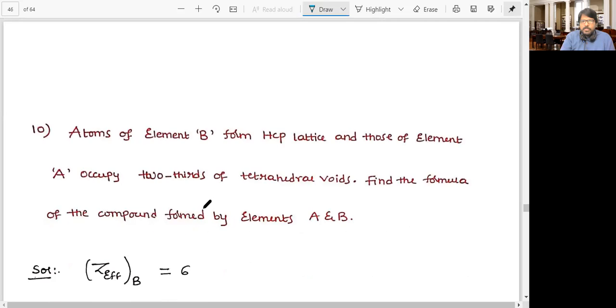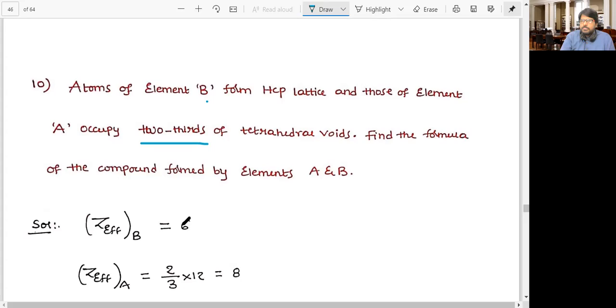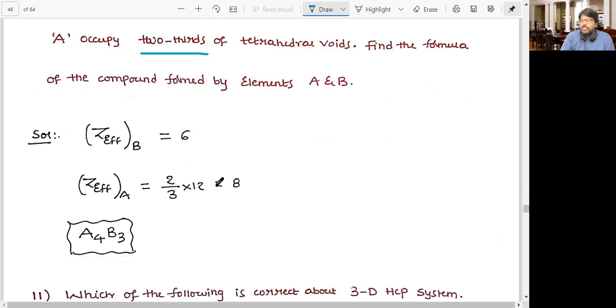And the next one, atoms of element B form HCP and those of element A occupy 2/3 of tetrahedral voids. Find the formula of the compound. Very simple question. B is forming HCP, so Z effective is 6. A occupies 2/3 of tetrahedral voids. Tetrahedral voids are how many? 12. 2/3 of 12, so 8. So that is A4B3.